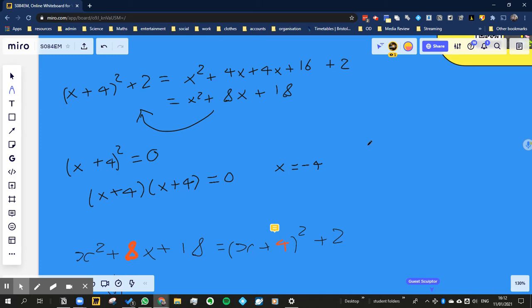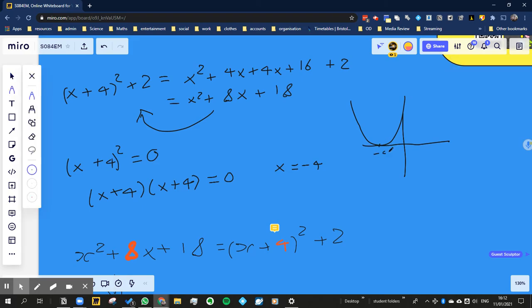So how would this look graphically? Well, if it had two solutions as a graph, you might have something like this. Over here, this would be one of the solutions, and over here, this would be the other solution. If you've got only one solution, then it would just touch the axis once, like over here. So in this case, that would be minus 4.